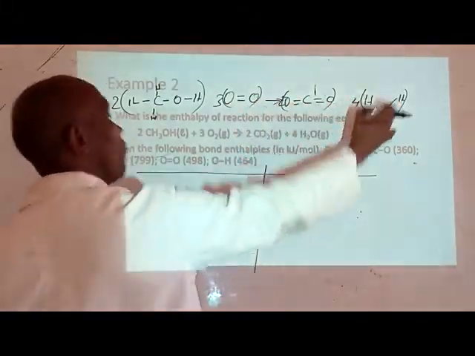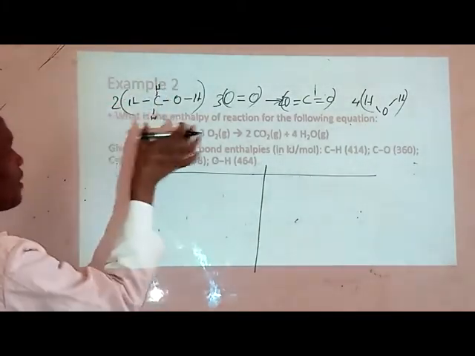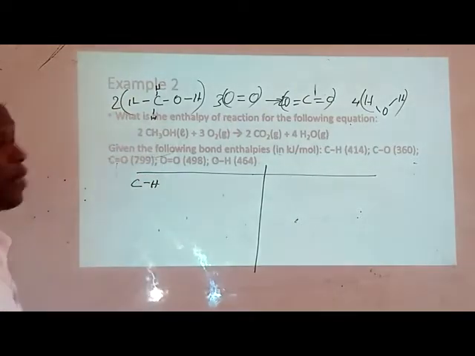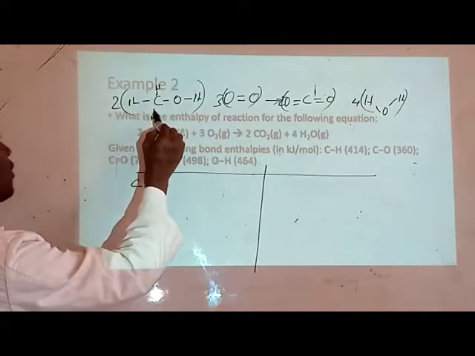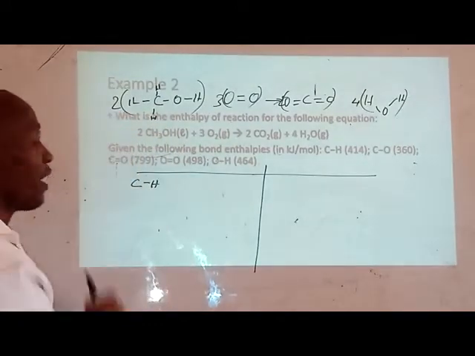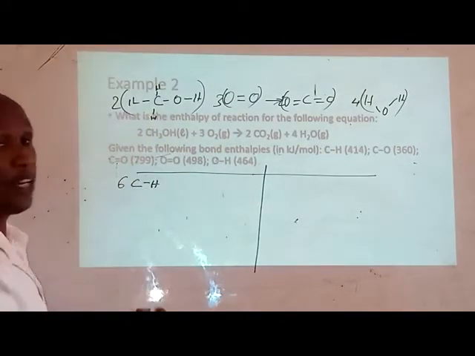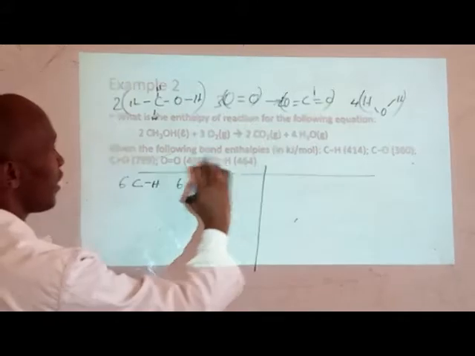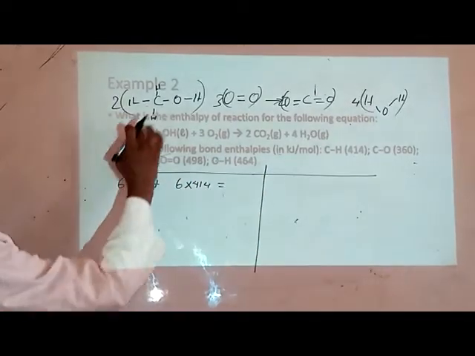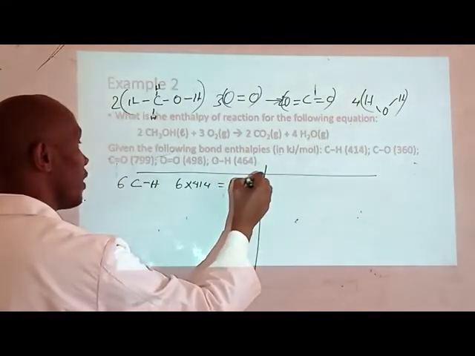So what bonds are we breaking? All the bonds on this side are being broken, all the bonds on the other side are being formed. So bond breaking, now let me be systematic. I have a CH bond. But how many CH bonds do I have? 1, 2, 3. 3 CH for each molecule, but there are 2 molecules, therefore 6 CH. So that is 6 times the CH bond, 414. That's coming to 2484.